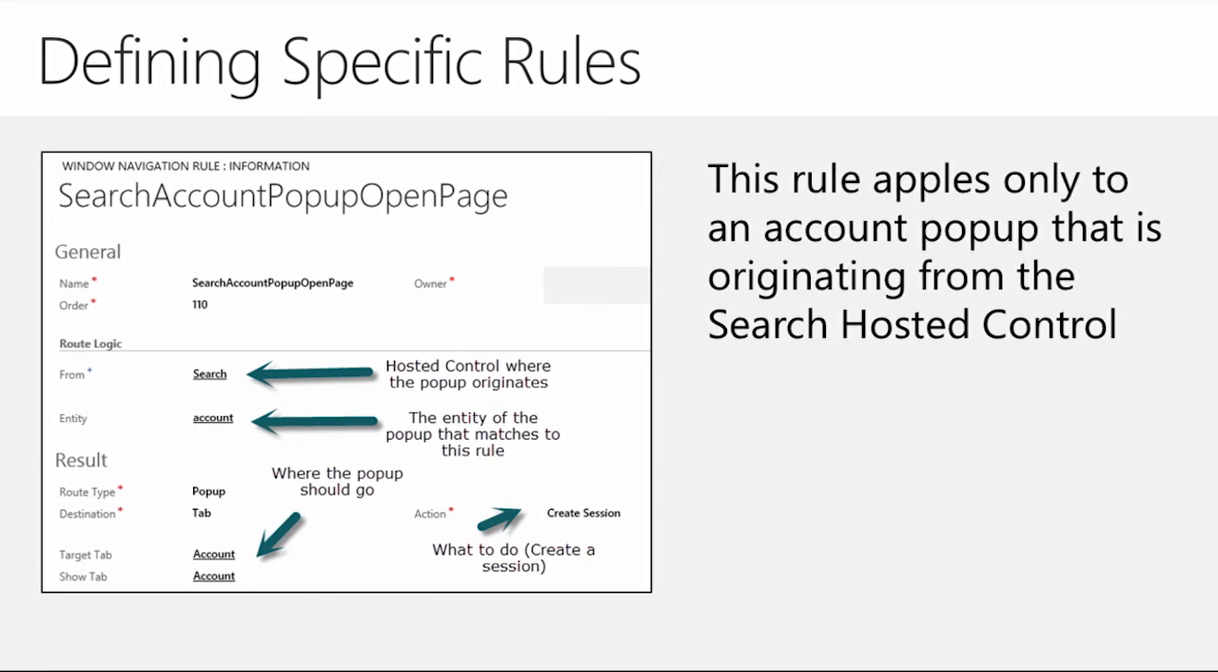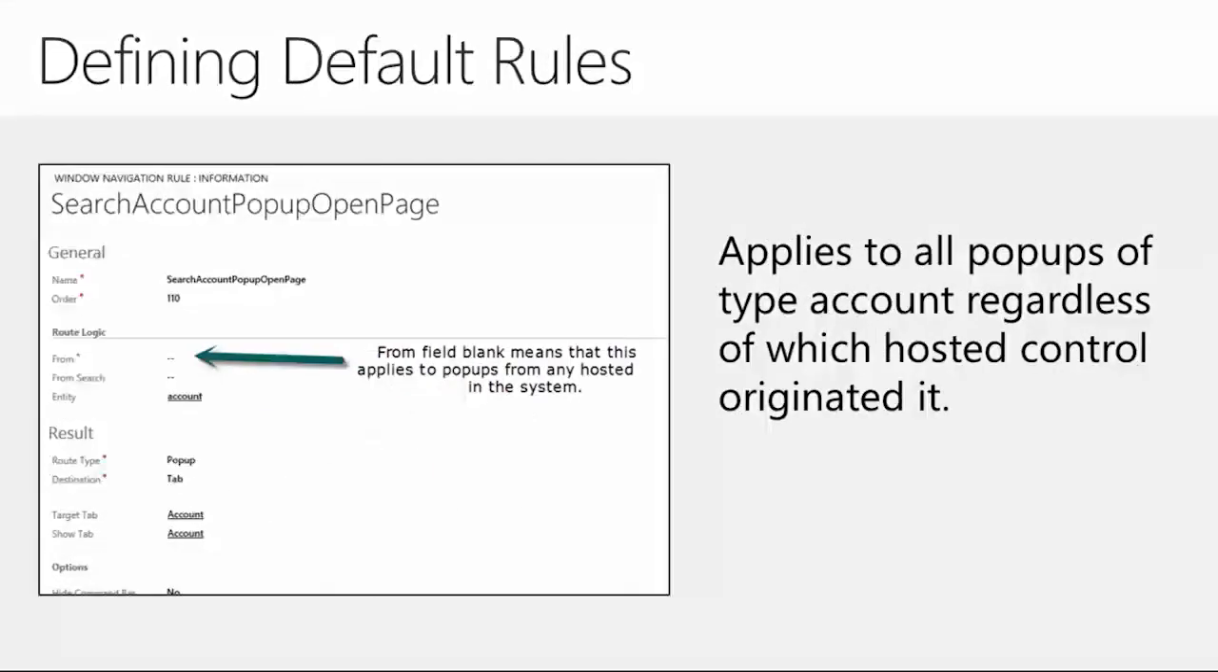Now, the problem that you sometimes run into is you may not always know those specific situations. I may want to route it to an account hosted control, but I may not know where it's coming from. It may not be coming from the search item, it might be coming from another area. So one of the things that you have the ability to do with these navigation rules is you can create kind of more default rules at an entity level.